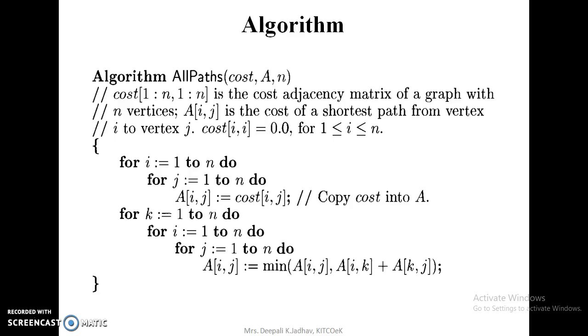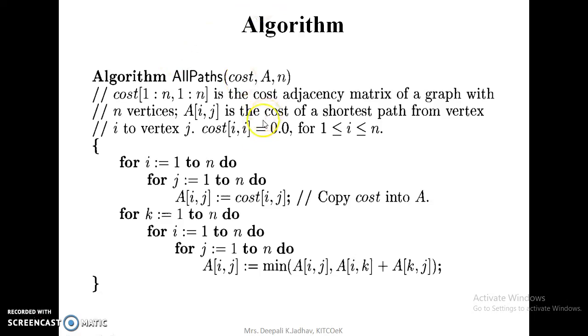Now this is the simple algorithm for All Pairs Shortest Path. Here first we represent this with three parameters: cost, means the cost adjacency matrix, A is the matrix that we are going to generate, and n is the number of vertices. Cost[1:n, 1:n] is the cost adjacency matrix of the graph, as already I have explained in previous slides. So A(i, j) is the cost of the shortest path from vertex i to vertex j.